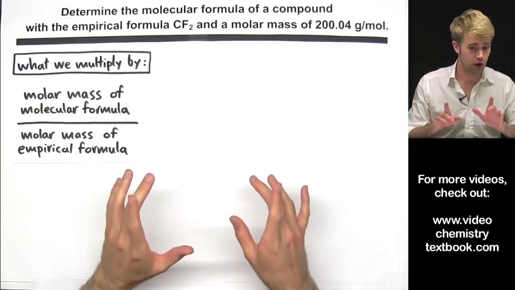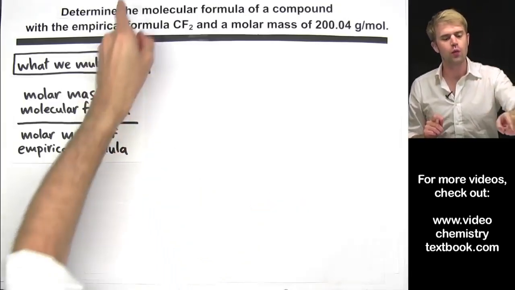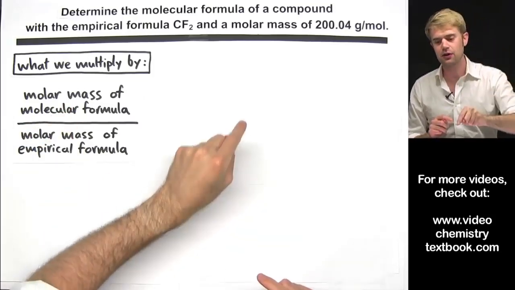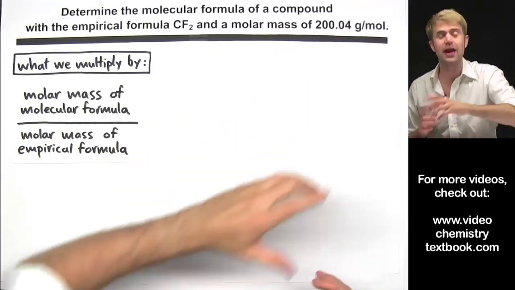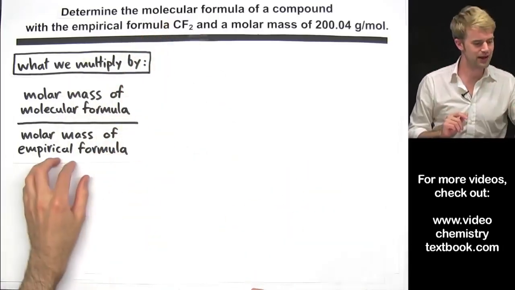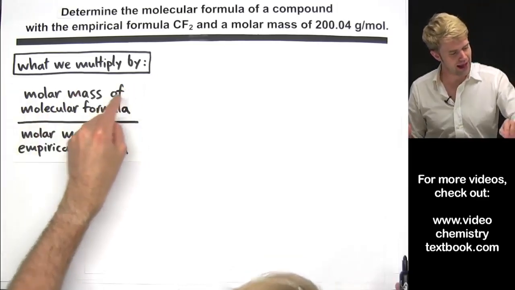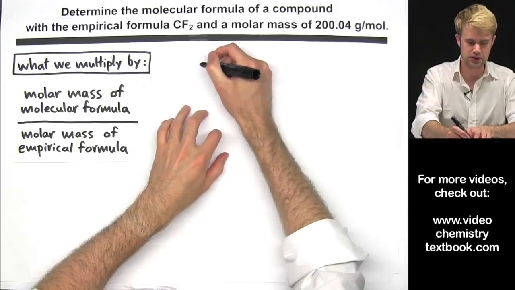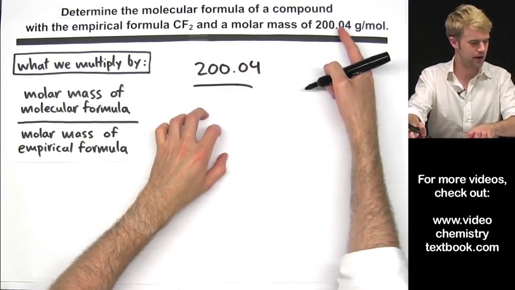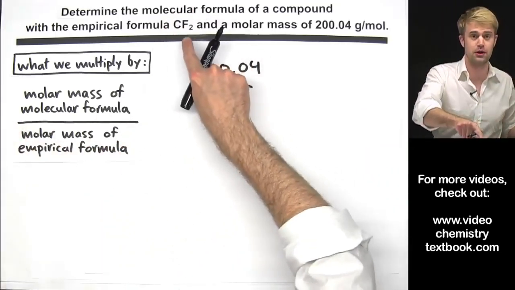Now, as we said before, problems like this are really all about finding what number we want to multiply the empirical formula by to find the molecular formula that has the right molar mass. Here's one way we can get it. We can use this equation, where we take the molar mass of the molecular formula. In this case, it's going to be 200.04. We get that from right up there. And then we divide it by the molar mass of the empirical formula, CF2.